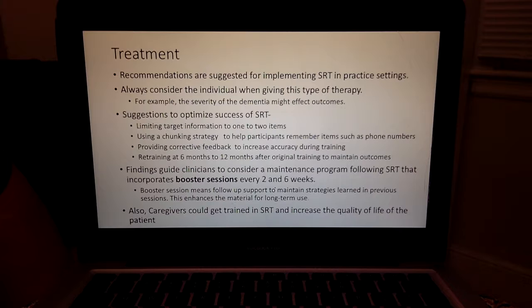But it's also important for caregivers to get trained in spaced retrieval therapy. We don't know how long that takes. That's what the study said. But it does increase the quality of life of that patient.